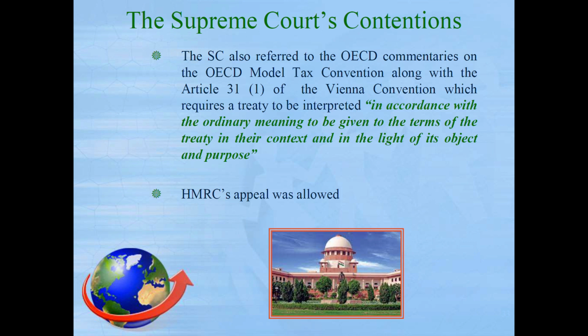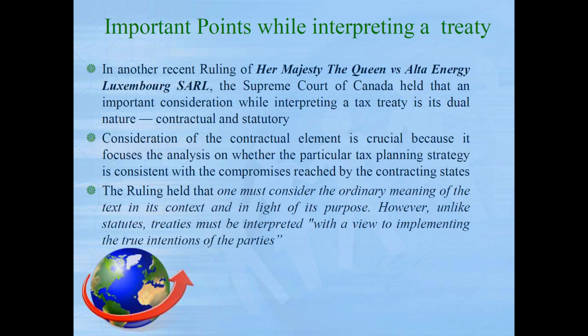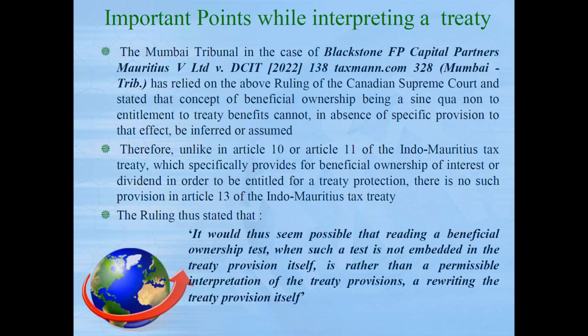They also referred to Article 31 of the Vienna Convention, that in accordance with the ordinary meaning to be given to the terms, we need to give the ordinary meaning in the context and in light of its object and purpose. Some deeming provisions of UK cannot deem a qualified diver as business profits. We should come to the real world. The ordinary meaning needs to be given. There are also other important points while interpreting a treaty, which also held that it should be contractual and statutory. It should be consistent with the compromises reached by the contracting states. The true intention of the parties needs to be considered.